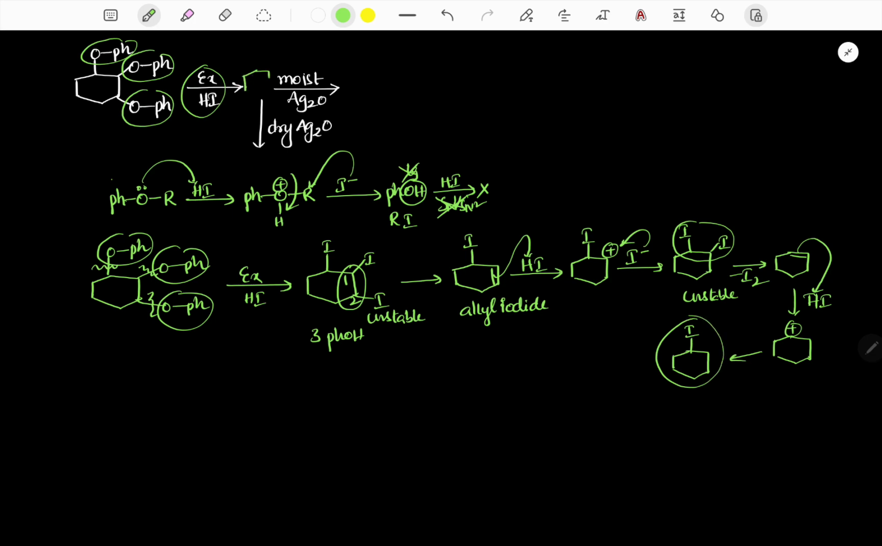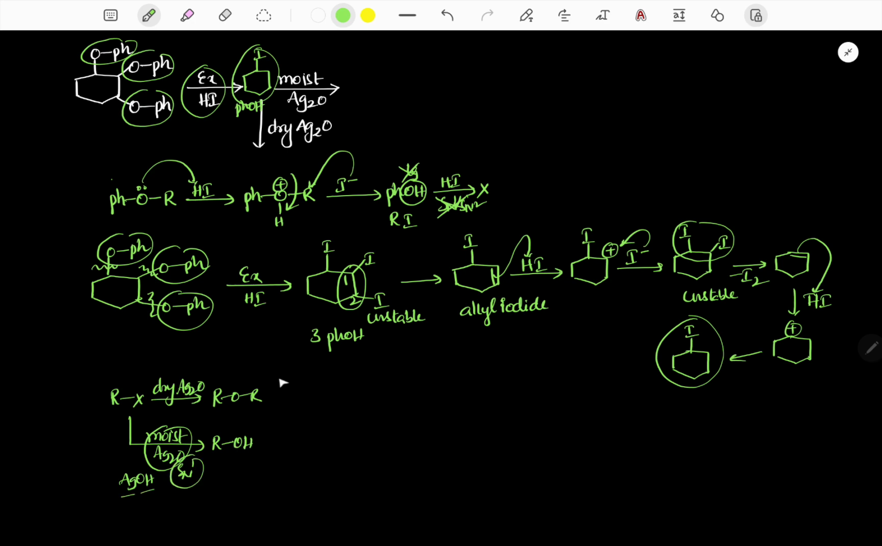Therefore here we are having the corresponding alkyl iodide and phenol. Now this alkyl iodide and phenol won't react with dry or moist Ag2O, but the alkyl iodide does. When an alkyl halide is treated with dry Ag2O, we get ether. If I add moist Ag2O, through the SN1 mechanism, we get alcohol. Because moist Ag2O means AgOH, Ag+ and OH-. Therefore here an SN1 type of reaction takes place.